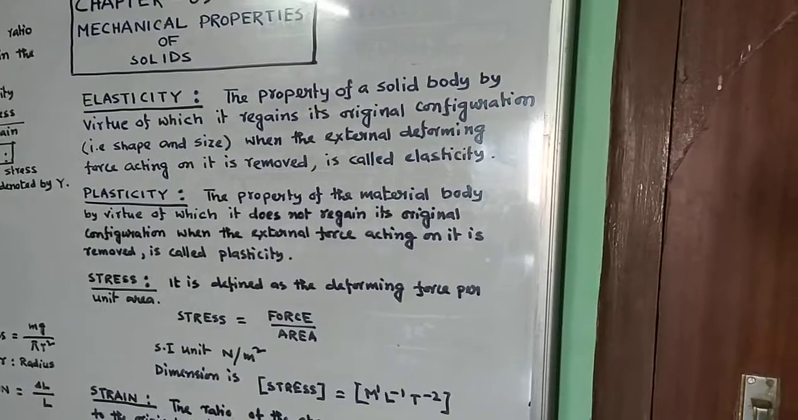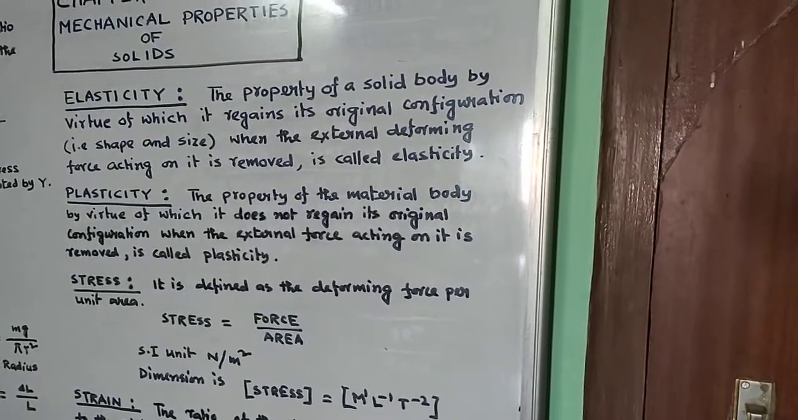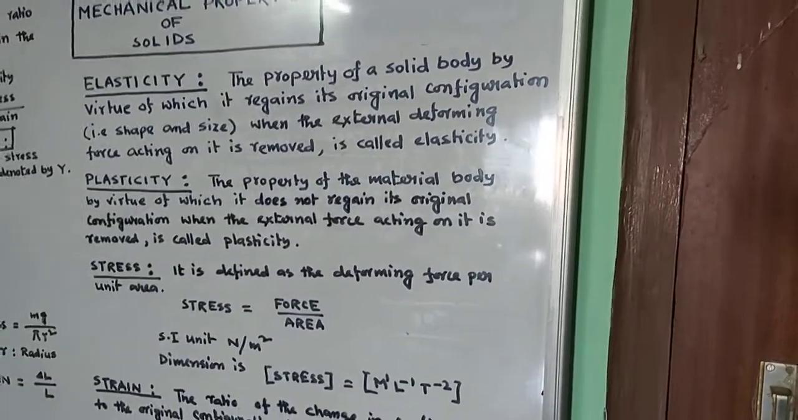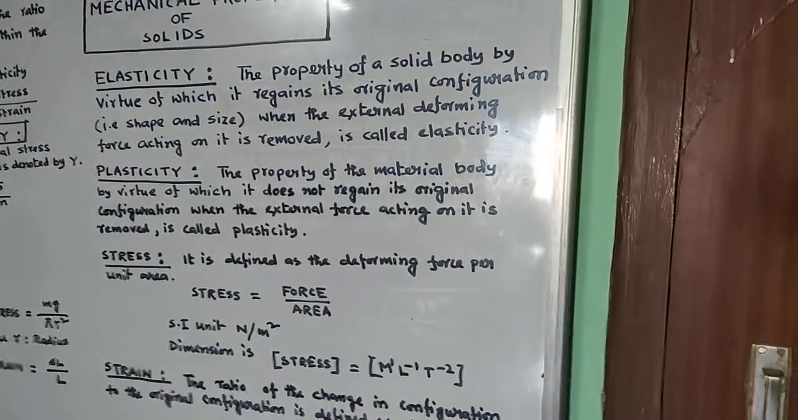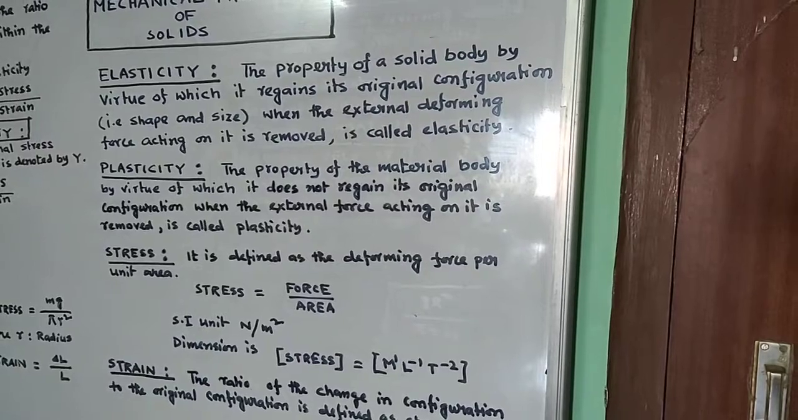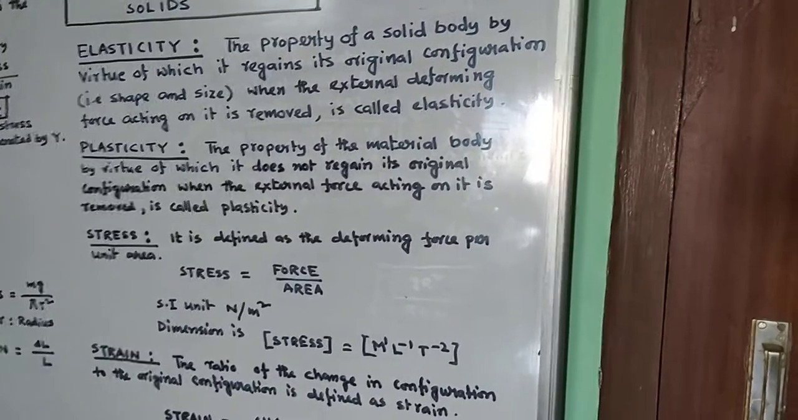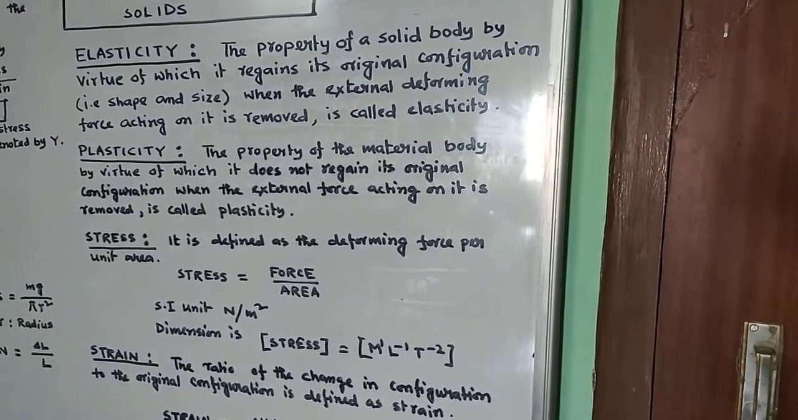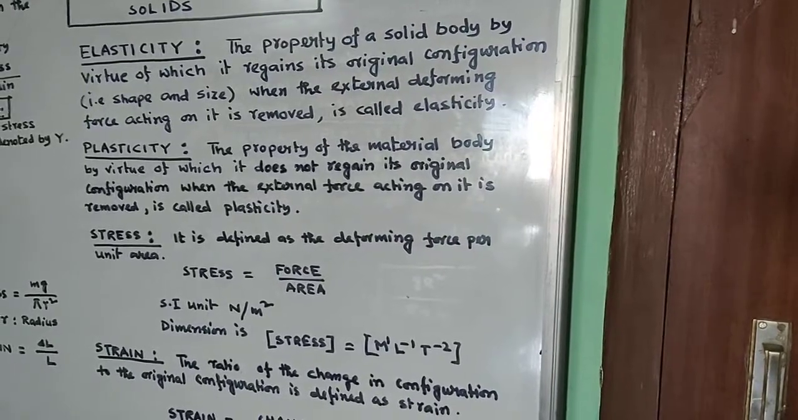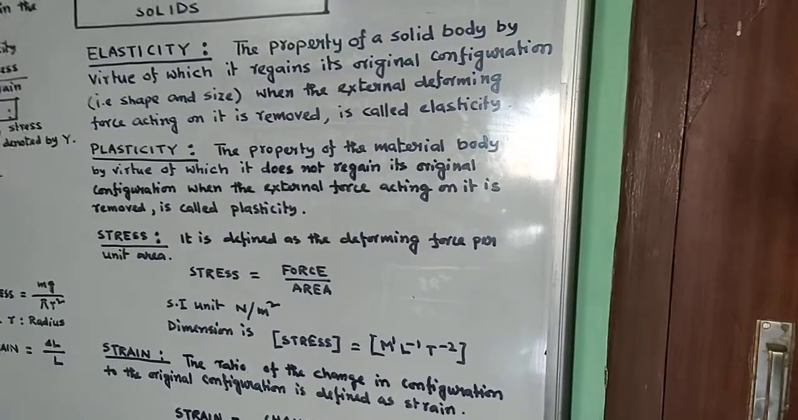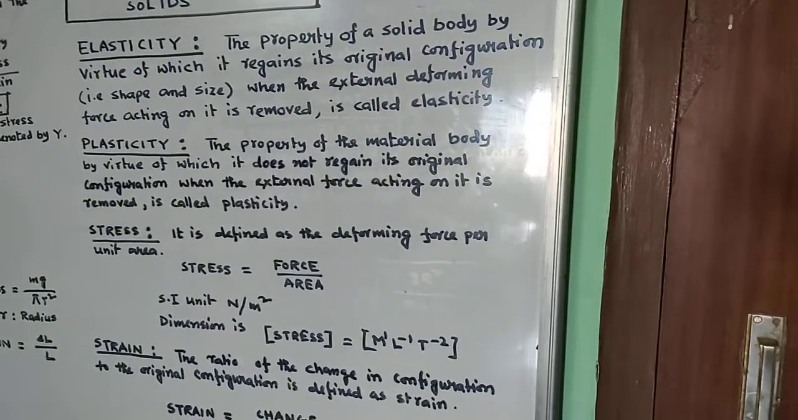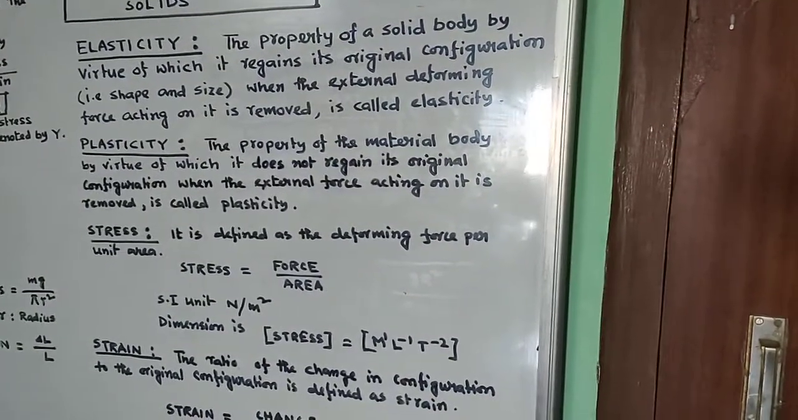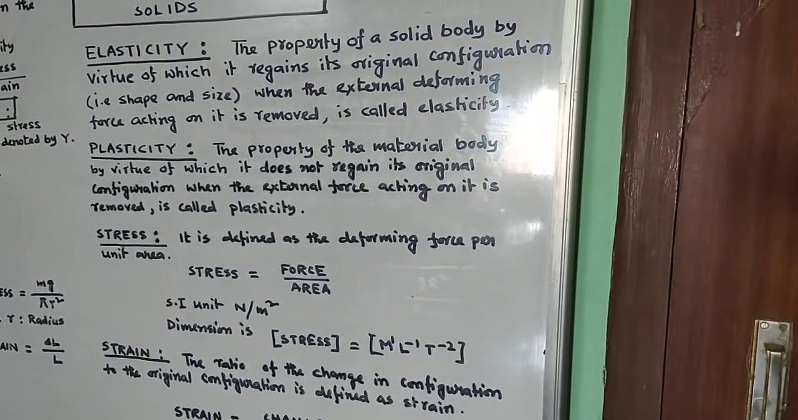Now we are saying deforming force, configuration change. So if you want to define this chapter, mechanical properties, you need two parameters. One is the deforming force and another one is the effect of deforming force. Deforming force is nothing but the external force you are going to apply, and the effect of deforming force is nothing but the change in configuration. It means shape, size, etc.